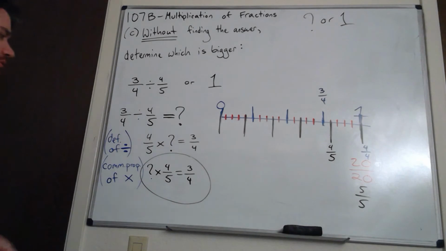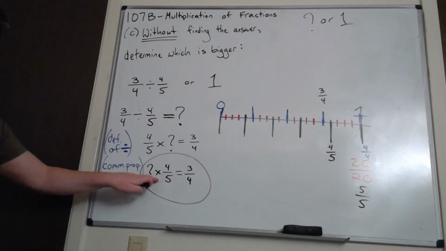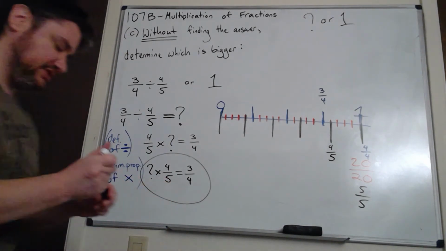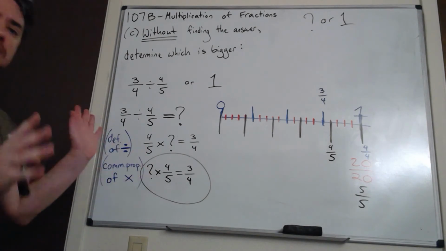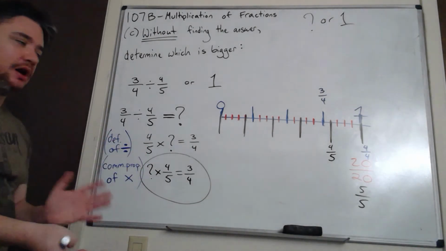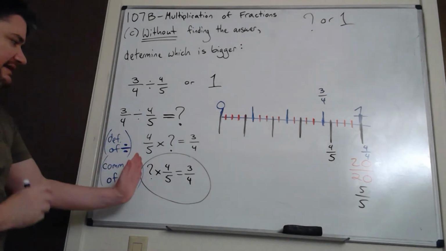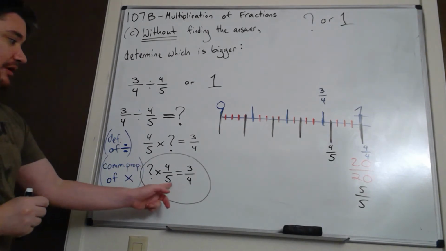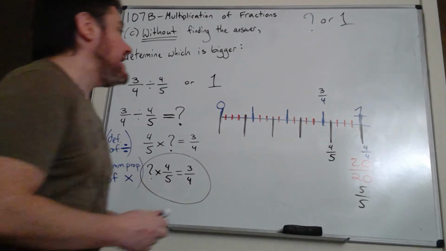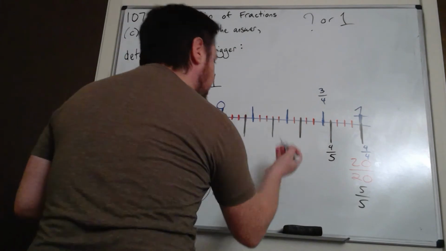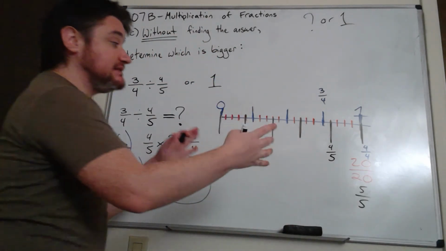Let me think of that equation right there. Question mark times 4/5 equals 3/4. So some unknown number of jumps, or pieces of a jump, or fraction of jumps, some unknown quantity of jumps of 4/5 wants to land me at 3/4. If I took one jump, let's think about what we did in the previous video.